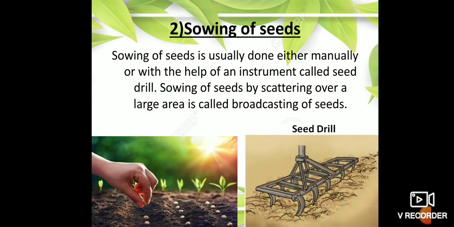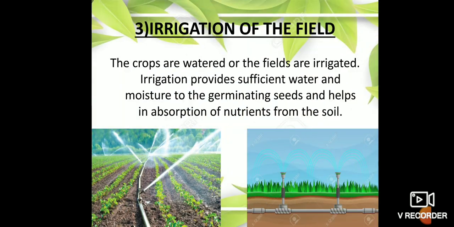Now next we will see sowing of seeds. When the loosening has been done, the next process is this. Now what is sowing of seeds? Sowing of seeds is usually done either manually or with the help of an instrument called a seed drill. Sowing of seeds by scattering over a large area is called broadcasting of seeds. In the picture you can see both manual sowing and the use of a seed drill to sow the seed.